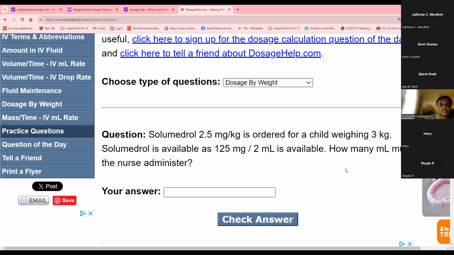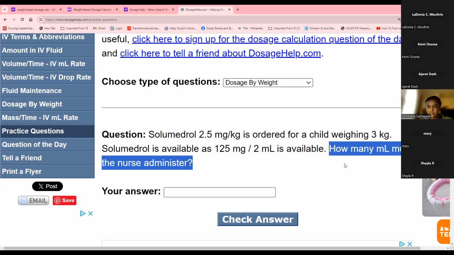Okay. So always we start with what the question's asking us. And this question is asking us how many mLs must the nurse administer? If you look at the beginning of the statement, you can see that we have Solumedrol ordered for a client weighing 3 kilograms. So likely this is a weight-based question. As soon as you see that weight in there, that's usually going to tell you that. And it's also telling us that it's ordered at this dose of 2.5 milligrams per kilogram.